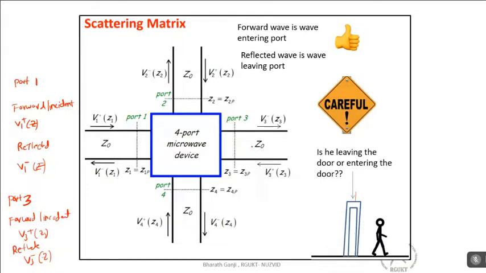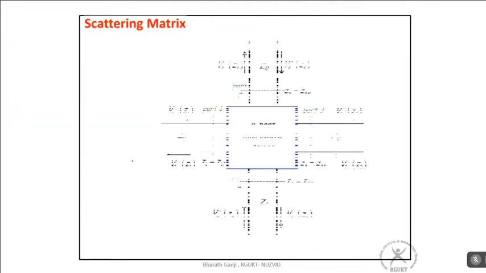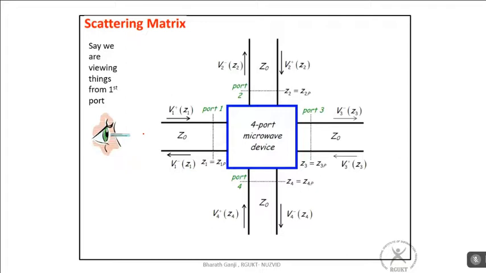If the observer is on this side, he might say he is leaving. If the observer is on this side, he might say he is coming inside. So why I'm saying this is that depending upon which port you are observing from, the analysis might change. And what I'm trying to say is, suppose I'm seeing things from port 1, standing here and looking at things.